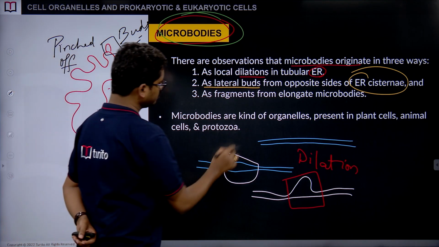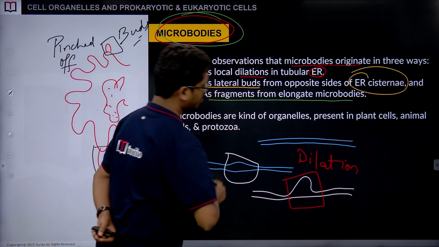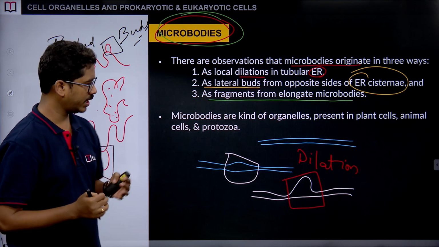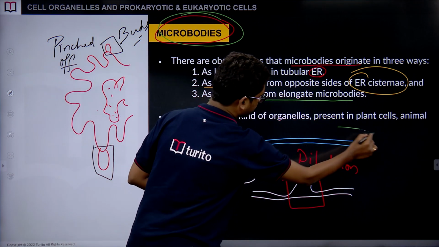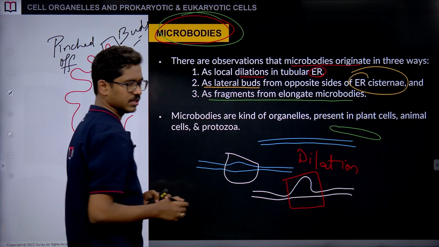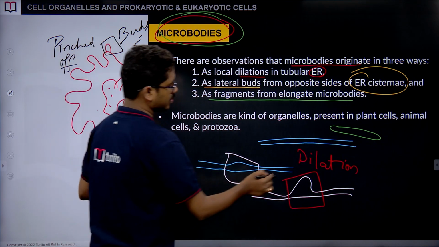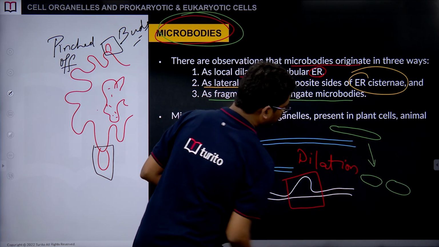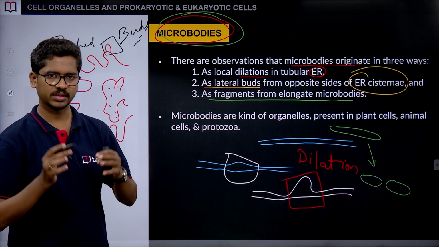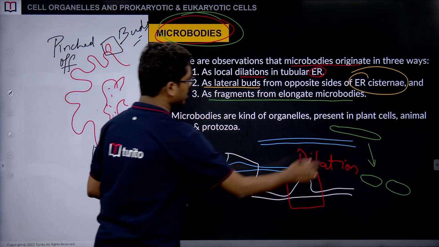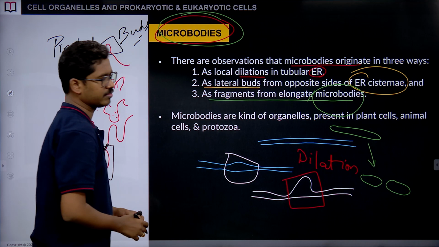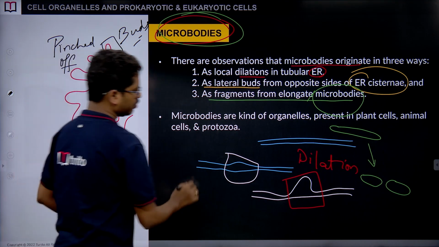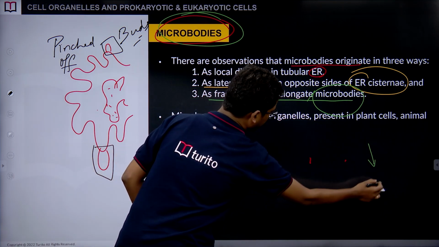Thirdly, there are already available microbodies, that means microbodies that have already formed. When some of the microbodies are quite long and tube-like structures, you will end up seeing them dividing into two parts. That would lead to the formation of further microbodies. So, these are some of the ways how it is formed. Hope you understood how it is formed in the body of a cell.